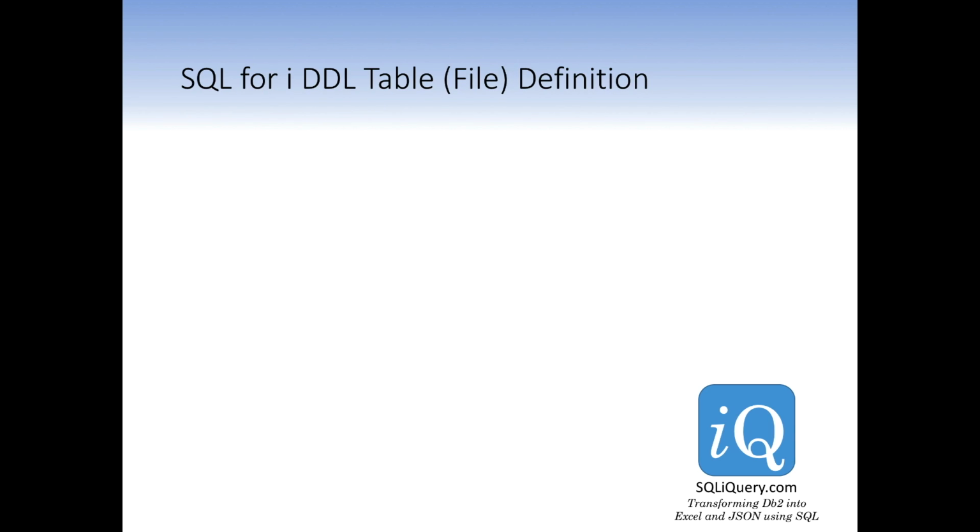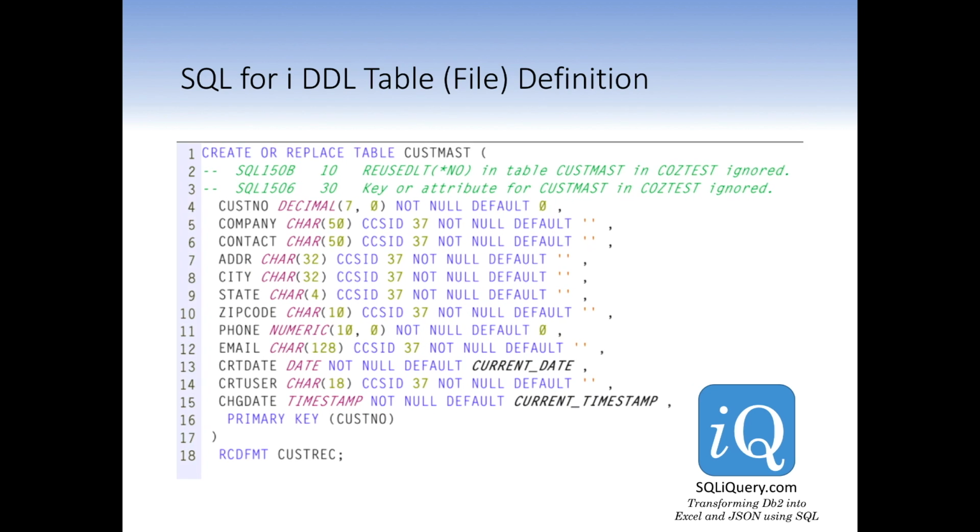Now what about SQL for i data definition language? To define a file, which is called a table in SQL, it's substantially different syntax, but most of the same components are there. So here we have a file that's being created. It's called cusmast. Effectively, everything from the original DDS is right here, with the exception of the column headings, which I'll show you in a little while.